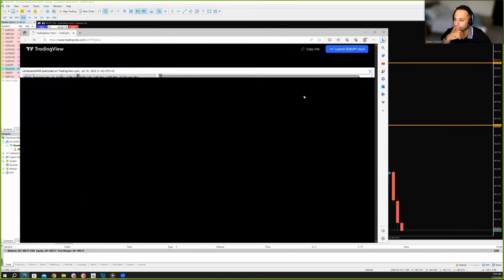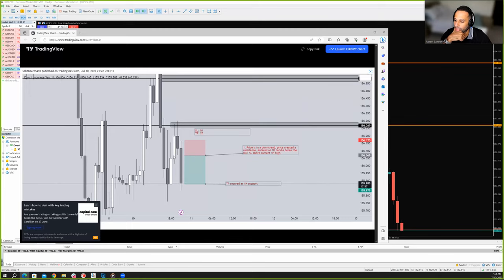All right, let's take a look at this chart over here. Euro JPY, very nice. Man, this is my bread and butter trade. I love to take these sort of trades.